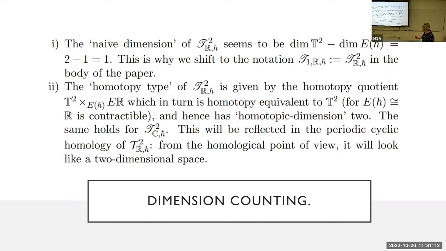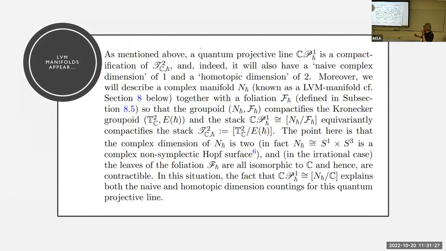And this reflects in the periodic cyclic homology of the algebra. And it looks like a two-dimensional space. It does look like the periodic cyclic homology. So, there's a compactification of this. Look at the one and the two. And indeed, we have naive complex dimension one and a homotopic dimension of two. In fact, we describe a manifold that is compact, complex, but not symplectic. This manifold is compact, complex, not Kähler, not symplectic, together with a holomorphic foliation on the manifold.